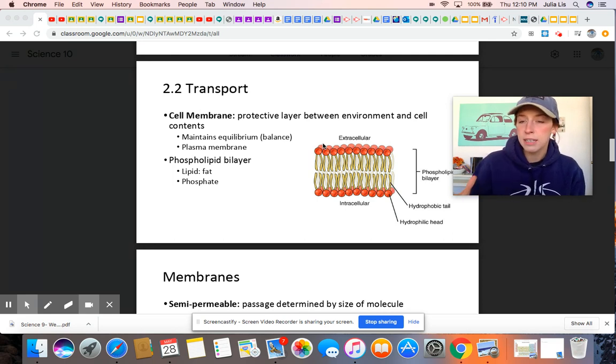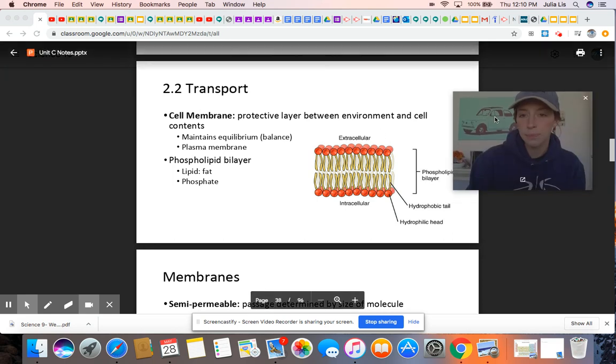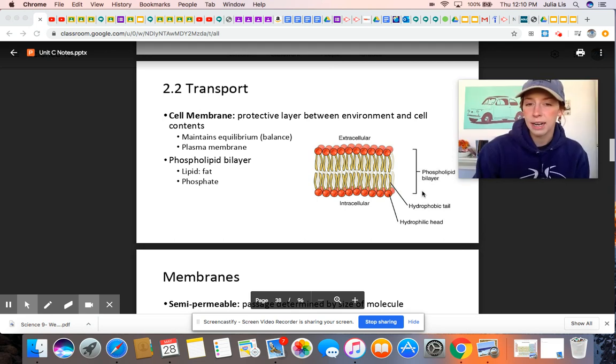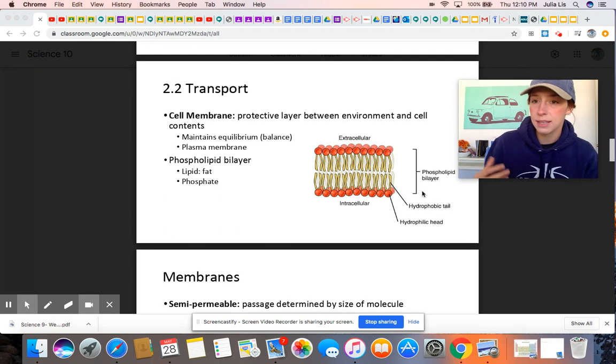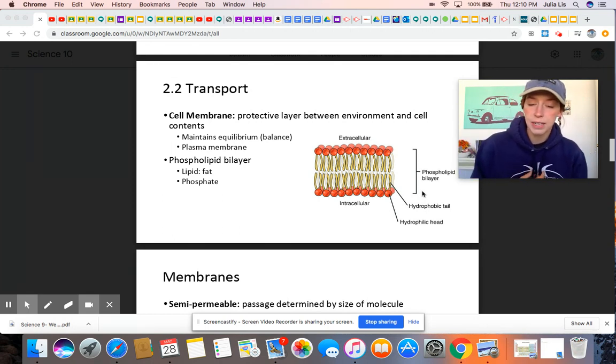The membrane is made up of what we call a phospholipid bilayer. So it's made up of fat, that's the lipids. And so lipid is another term for fat. I don't know if you guys remember that from grade 9. And then phosphates. And so the phosphate and the fat actually make up the membrane.